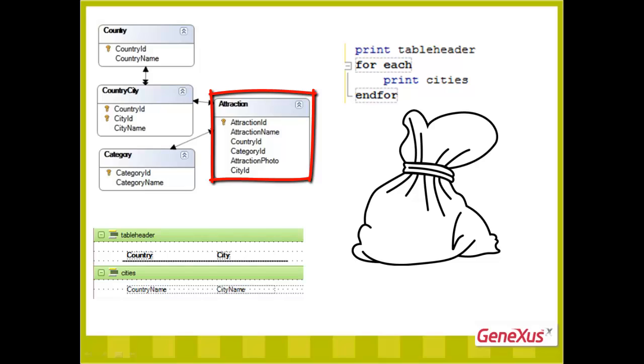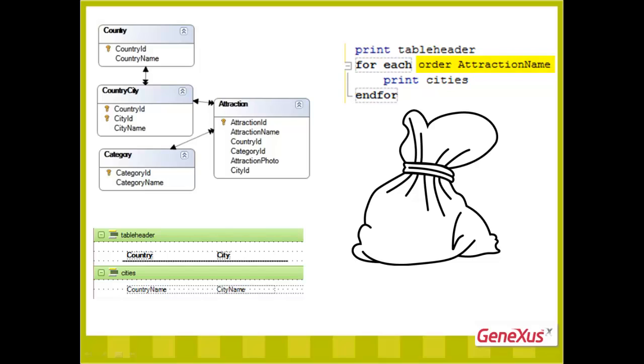We would obtain the same base table, attraction, if instead of adding the attraction name attribute to the print block, we added it, for example, in the order clause. Now we require that it go over the base table of the for each, sorted by attraction name. Again, in order to determine the base table, GeneXus will extract all the attributes of the for each, including those of the order and where clauses, if any, etc.